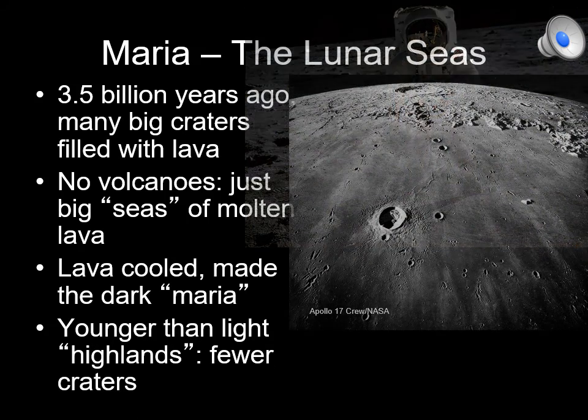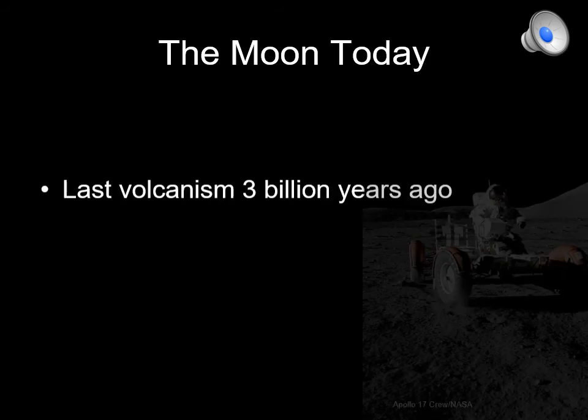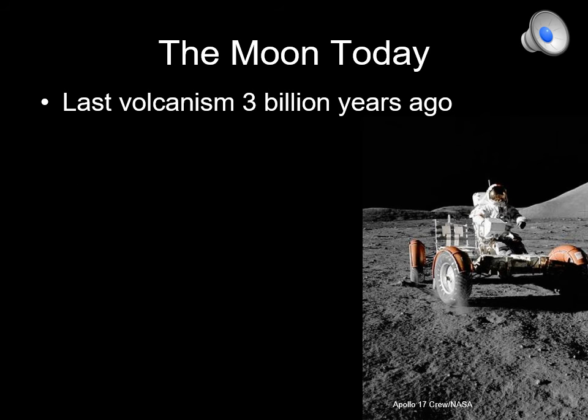Since the maria are much younger than the lighter highlands, there are many fewer impact craters on them, though they do still have some craters. You can see some of these younger craters on the flat mare here. The last major volcanism on the Moon happened roughly 3 billion years ago. Remember that the small size meant that the Moon lost its internal heat early in its history.